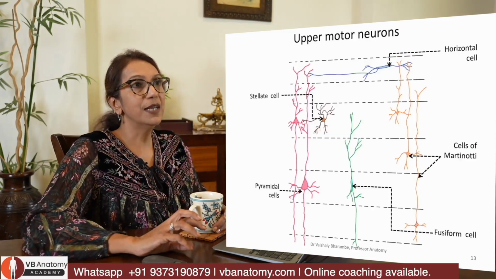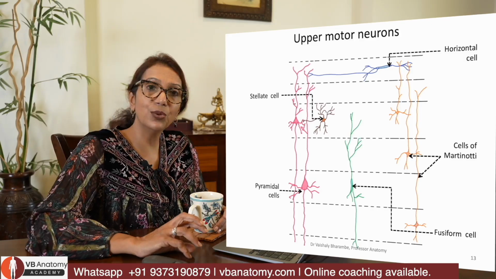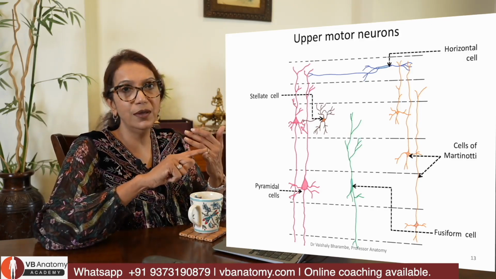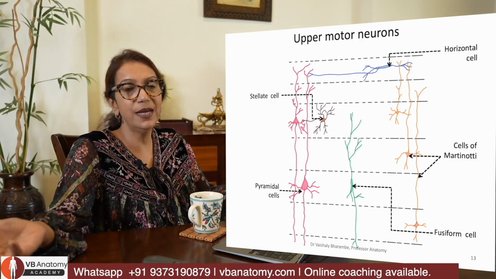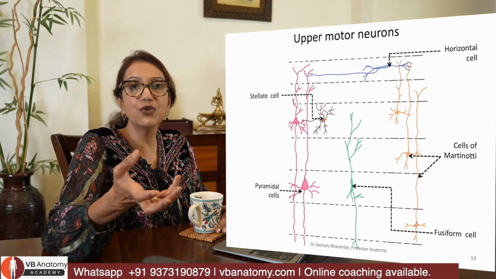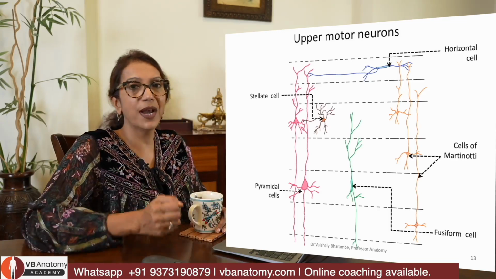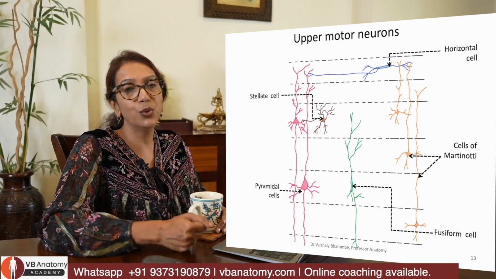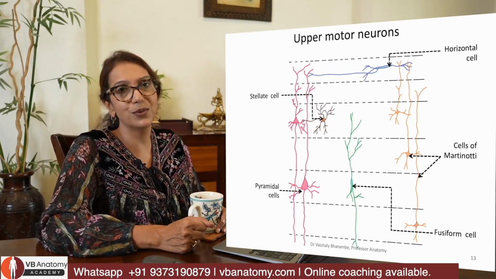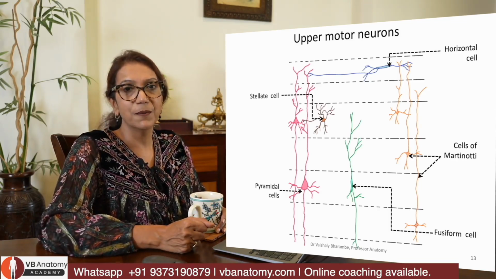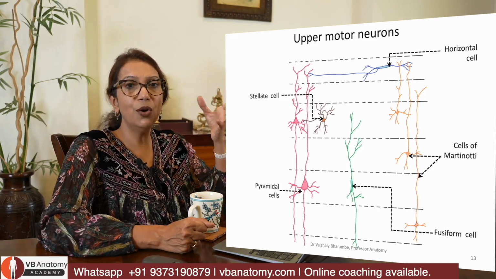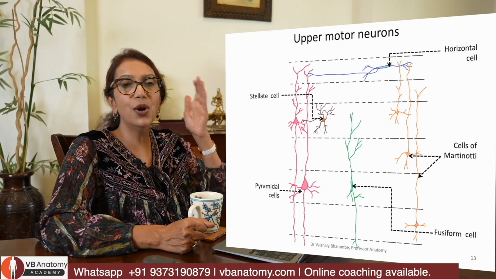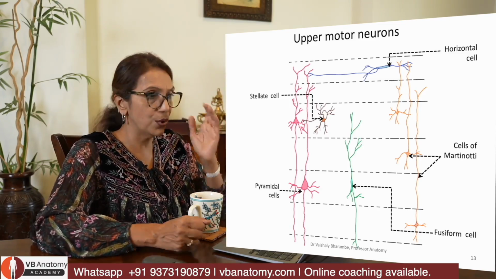So let's begin with origin. Kahan se hota hai? Where do they originate? It's a tract. It's going to have a neuron and it's going to have an axon, right? So where is the neuron of this tract? The neuron of this tract lies in the cerebral cortex and is called as an upper motor neuron. This is very important, students. Please repeat it once. The neuron of this tract lies in the cerebral cortex and is called as the upper motor neuron.